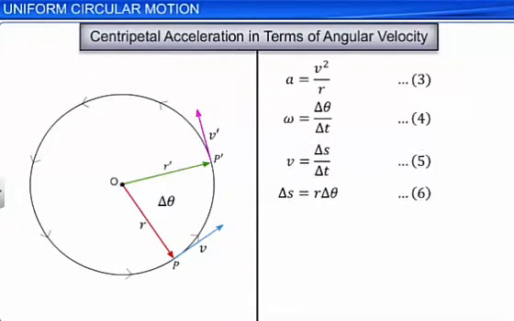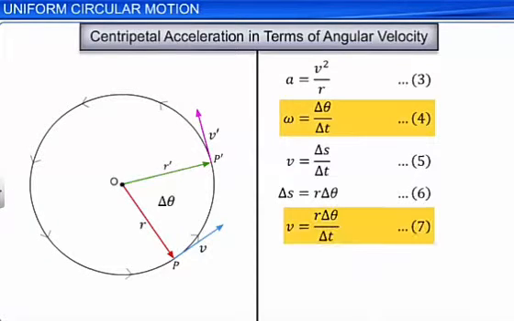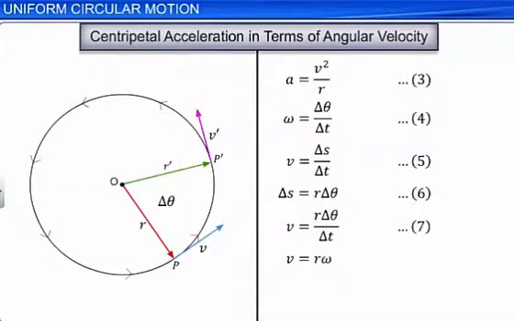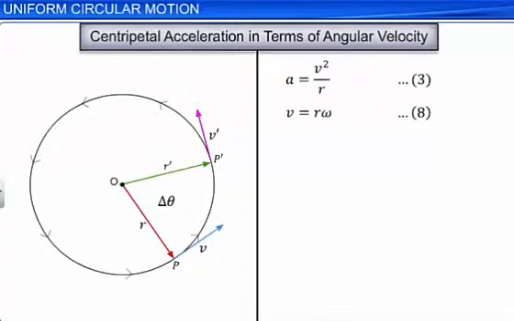Substituting 6 in 5, we get V is equal to rΔθ/Δt. Let this be equation 7. Substituting 4 in 7, we get V is equal to rω. Let this be equation 8. Now, substituting equation 8 in 3, we get centripetal acceleration Ac is equal to ω² into r.